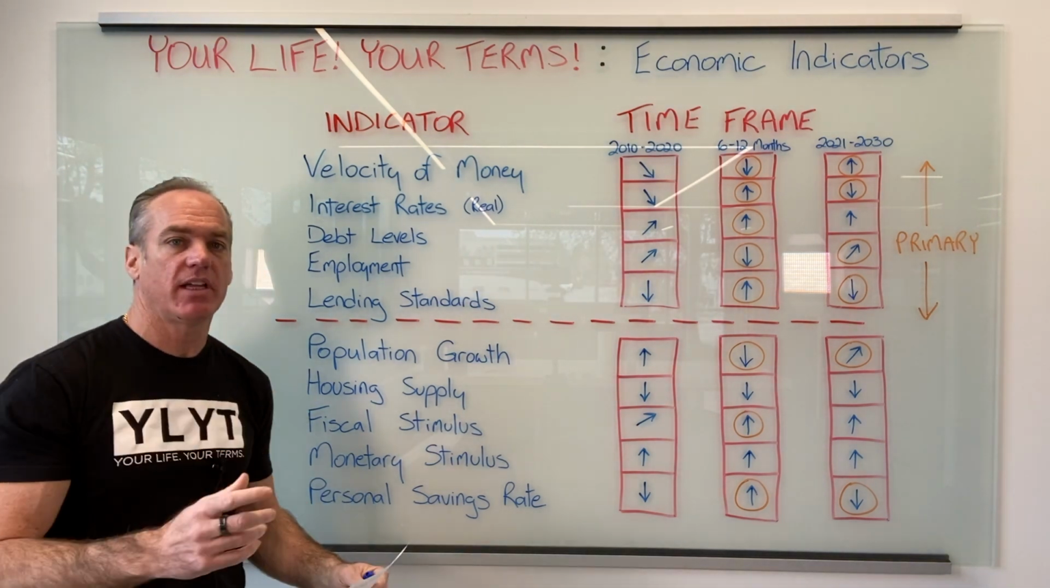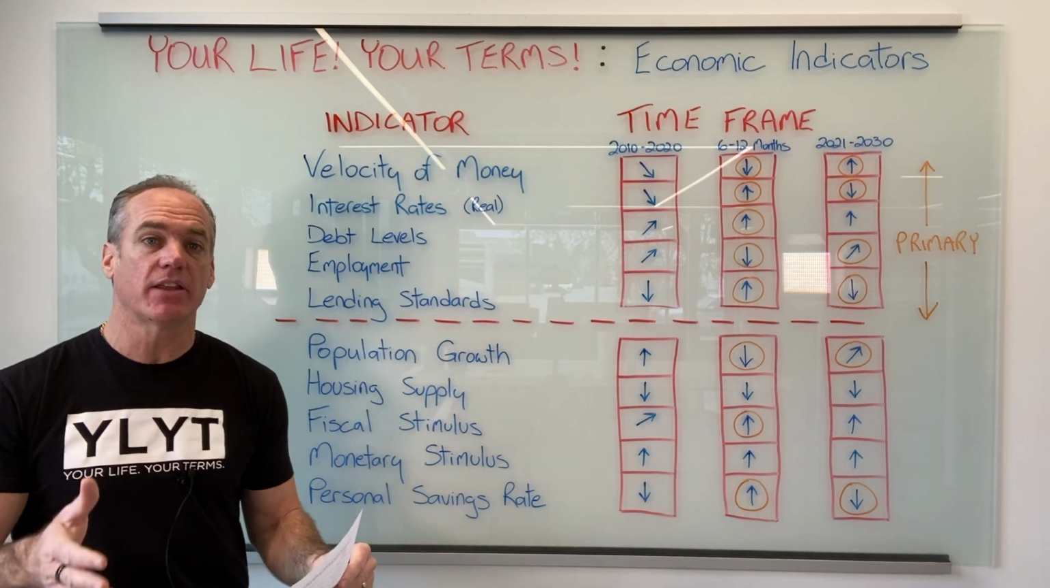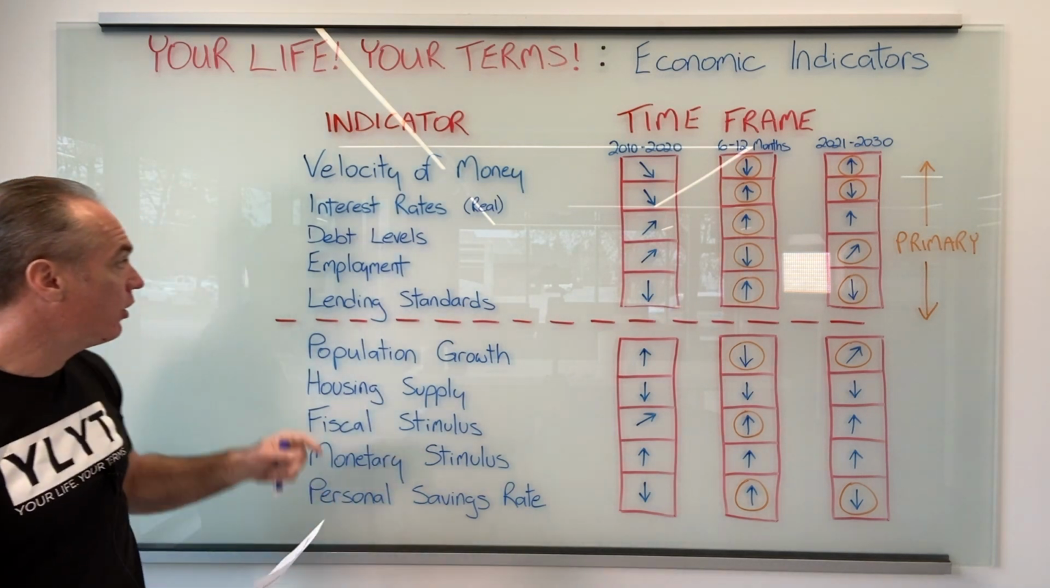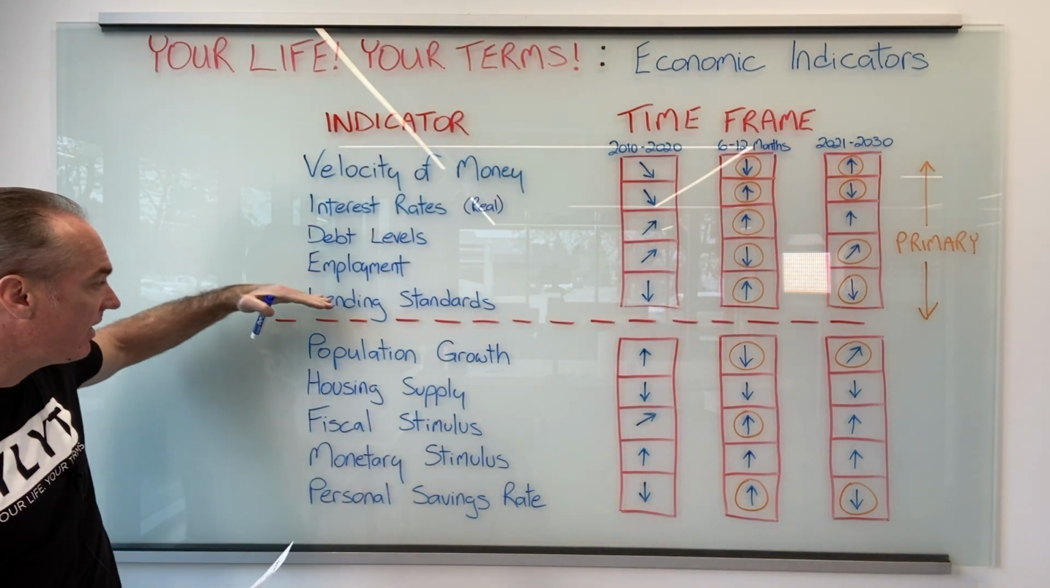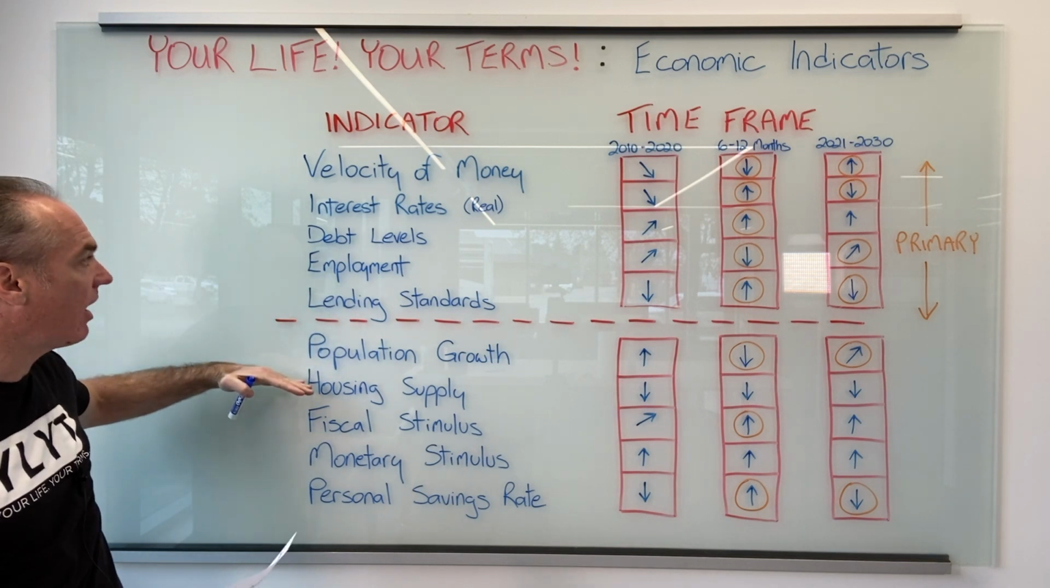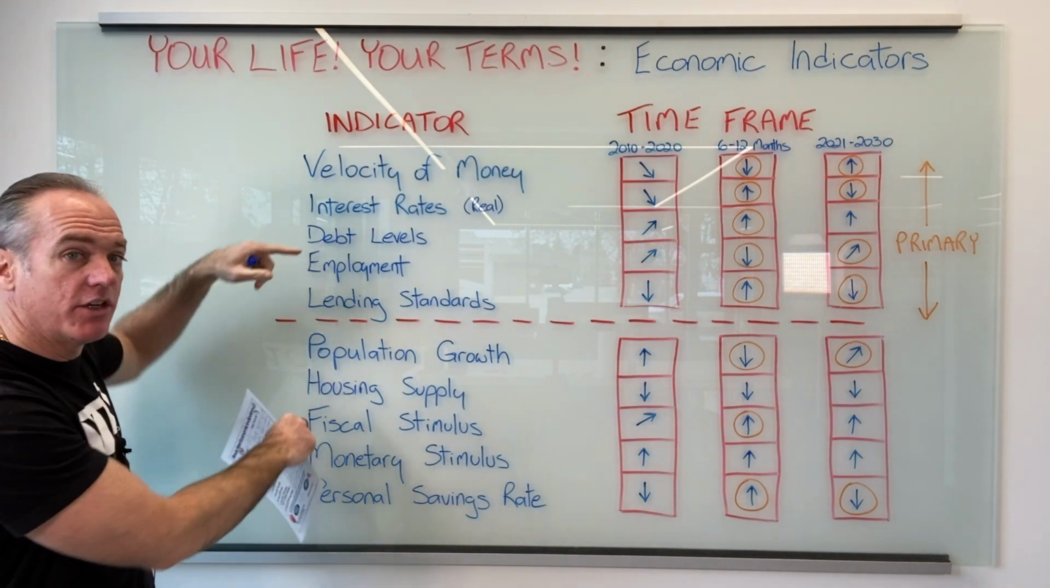And if you're going to do these indicators for different things, for example if you're looking at the real estate market specifically, you might want to take employment, lending standards, population growth, housing supply, and maybe debt levels, and these would be your top ones, right?